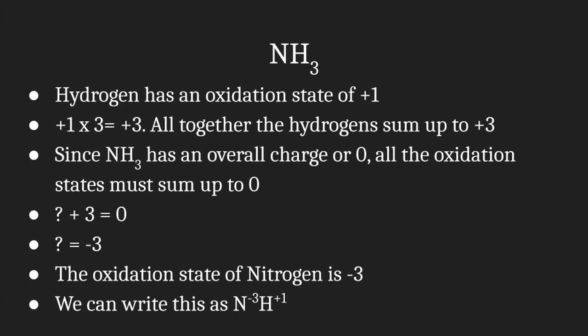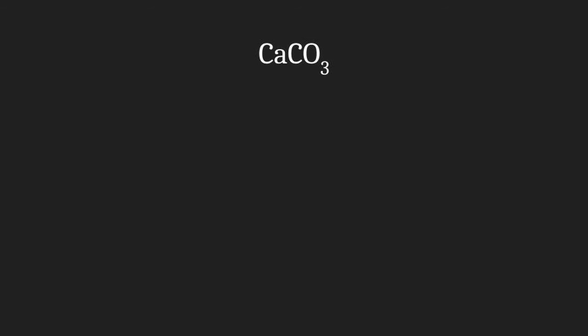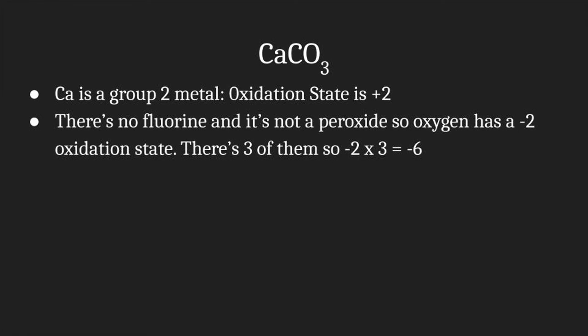And if we wanted to, we could write the compound to show all those oxidation states by putting a superscript of -3 next to the N and a superscript of +1 next to the H. For our next example, we're going to try calcium carbonate, or CaCO3. So, like always, we're going to start by looking at our always and sometimes rules.